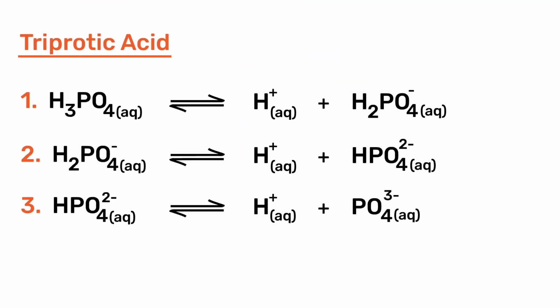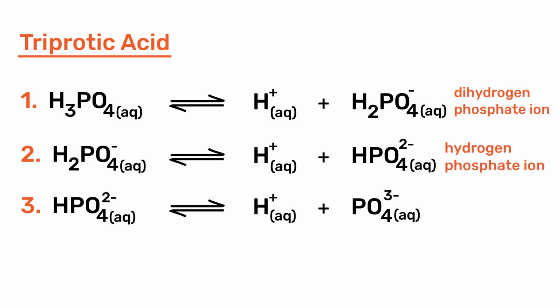Another example of a polyprotic acid is phosphoric acid. Phosphoric acid dissociates in three steps. In the first step, it generates a proton and a dihydrogen phosphate ion. The dihydrogen phosphate ion then dissociates to form a proton and hydrogen phosphate ion, and in the third step, the hydrogen phosphate dissociates to form a proton and phosphate ion. One molecule of phosphoric acid produces three protons, and therefore it's called a triprotic acid.